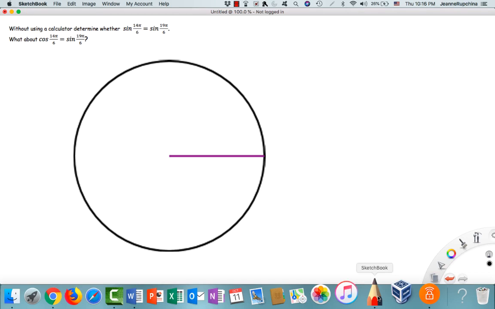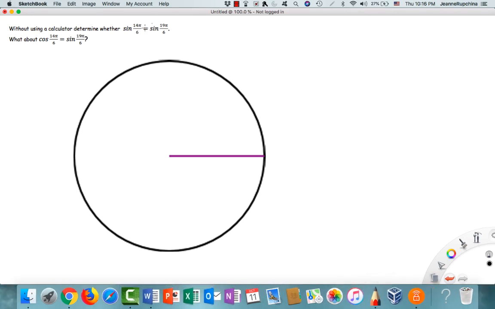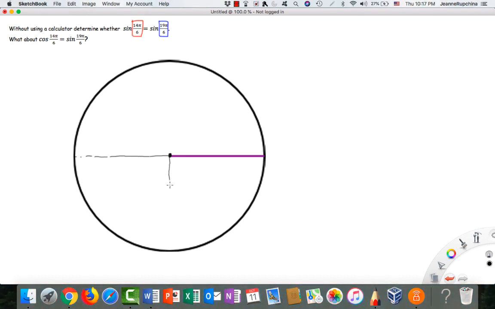So we're going to go over this problem, and the first place I'm going to start is I'm given two angles, right? I'm given the angle 14 pi over 6, and I'm given the angle 19 pi over 6. So the first place I'm going to start is I'm going to find those two angles on the unit circle. So here's my unit circle. I'm going to first divide my unit circle in 4 parts.